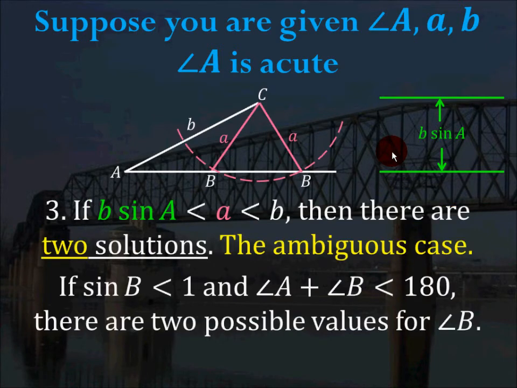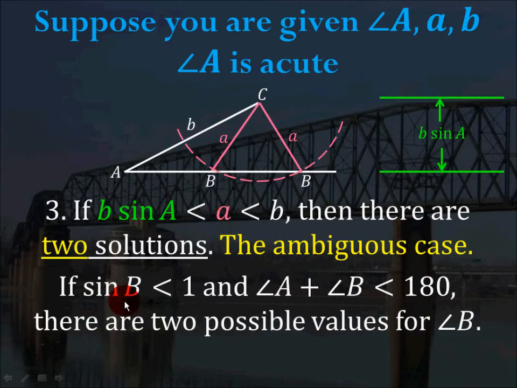Situation 3. This is called the ambiguous case. Ambiguous meaning there is more than one meaning or one possibility. So if B sine A is less than A, but A is also less than B, you're going to have two solutions. Again, think of side A as a door on a hinge at point C. And if you open it and swing it around, it hits the base at exactly two spots.